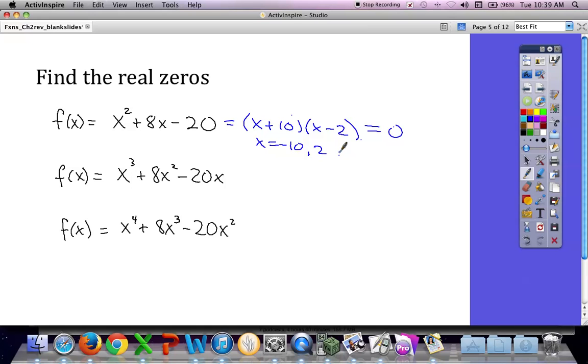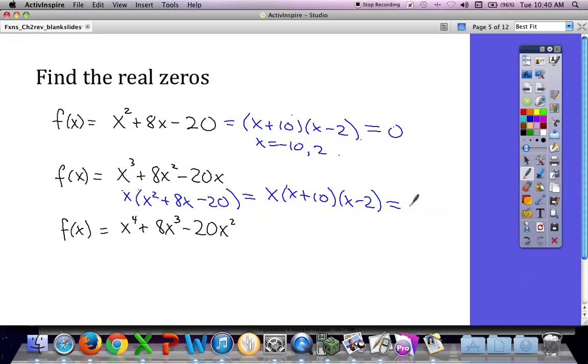Okay, now the only difference between these two is that every term is multiplied by x. So this is actually x times, what's that? Right, x squared plus 8x minus 20. Now that we've taken out the x, what we've got left inside is still the same thing that we already factored. So that is x times x plus 10 times x minus 2.